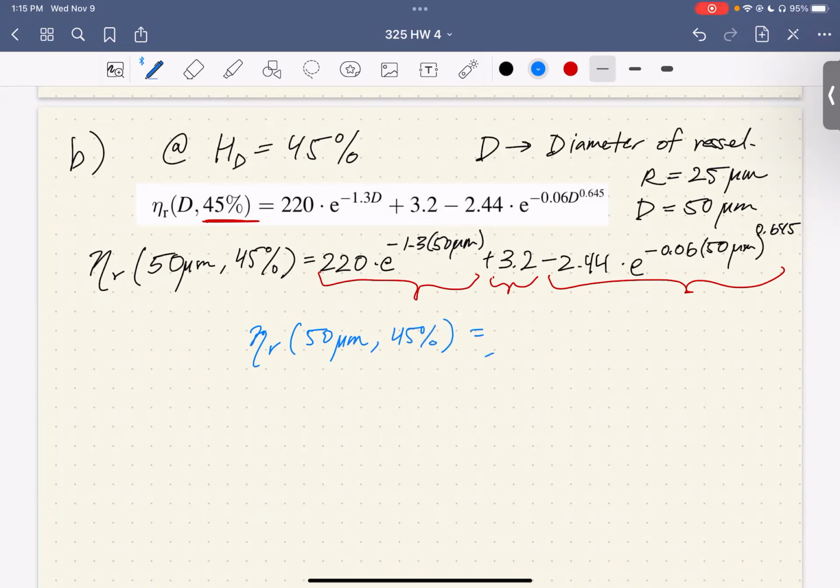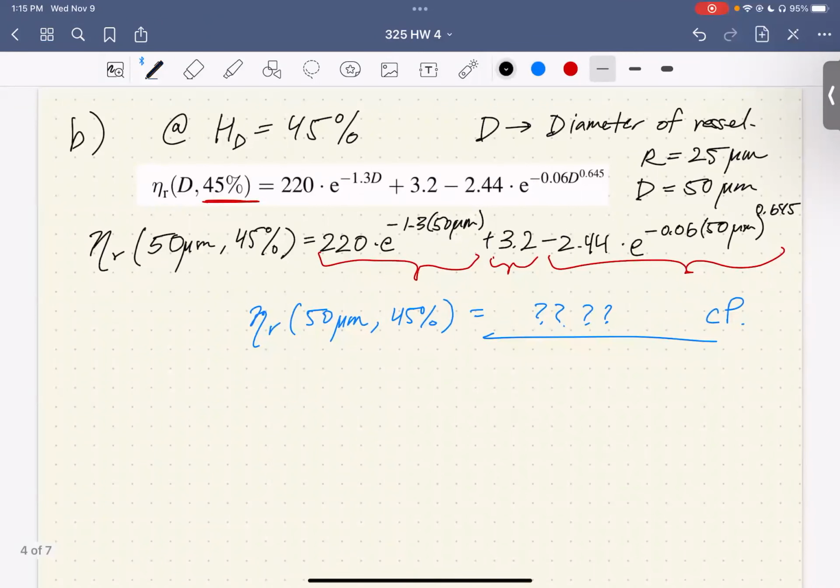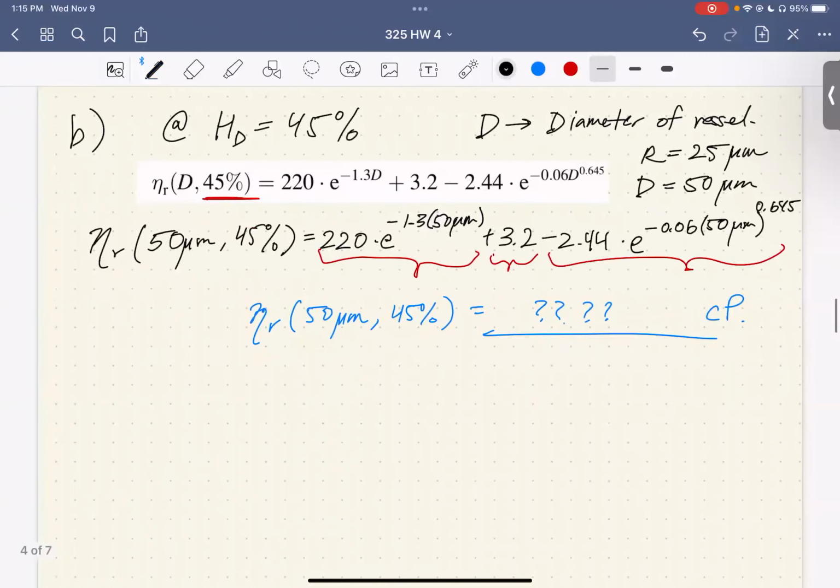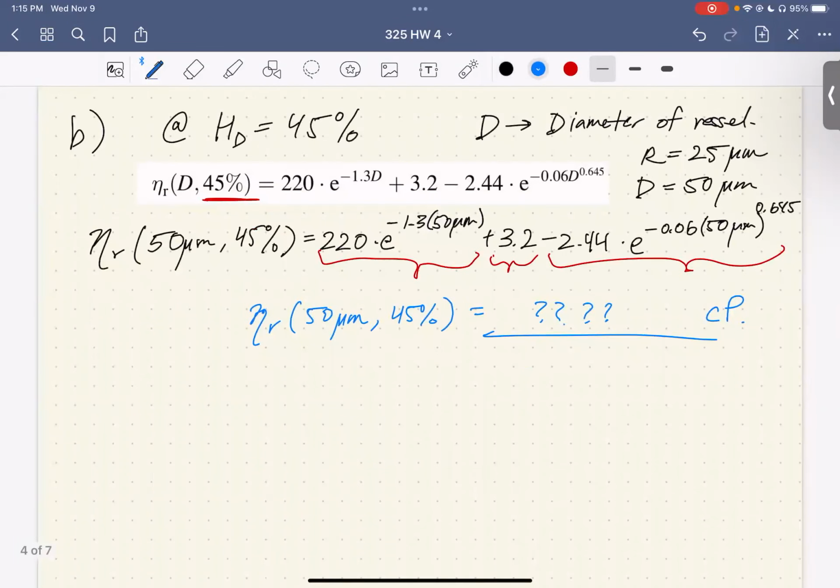You should have an answer in units of CP. Great. So that's just for part B. And let's move into, actually, I apologize, that is not the end. So we found essentially this, let's actually write right here, not final answer.